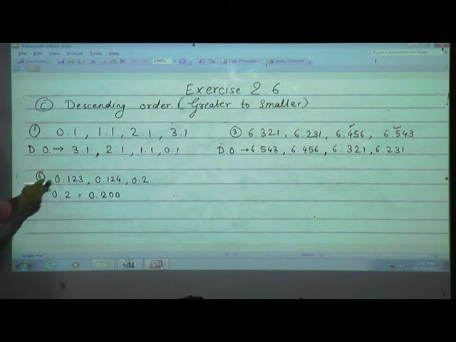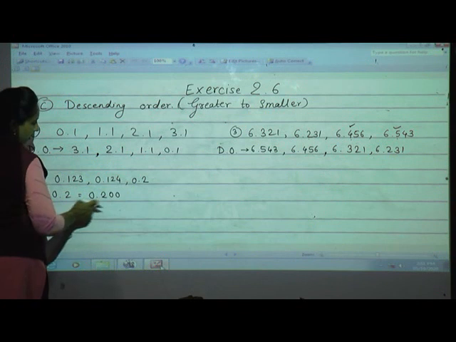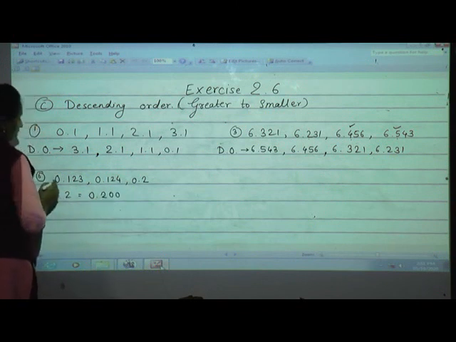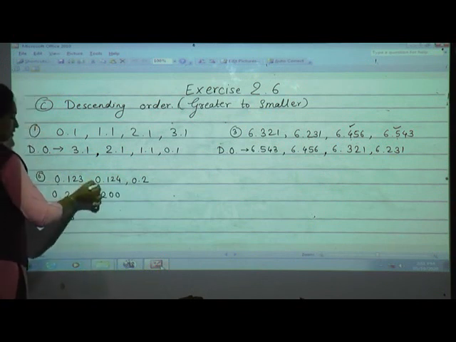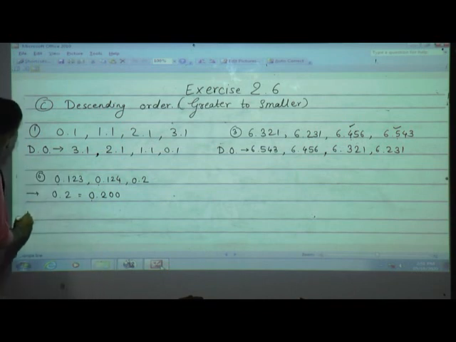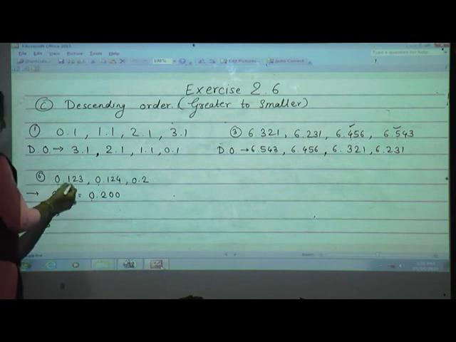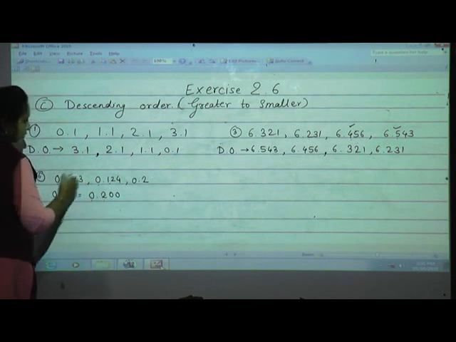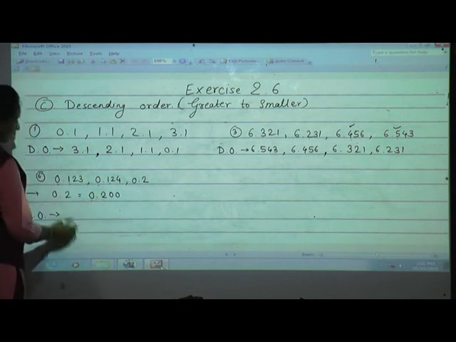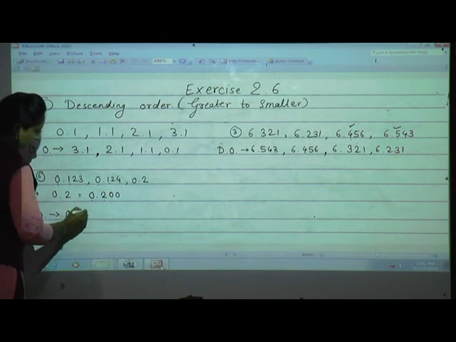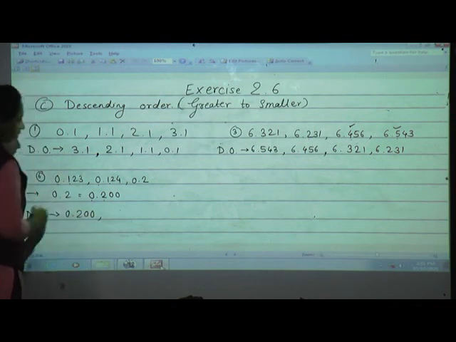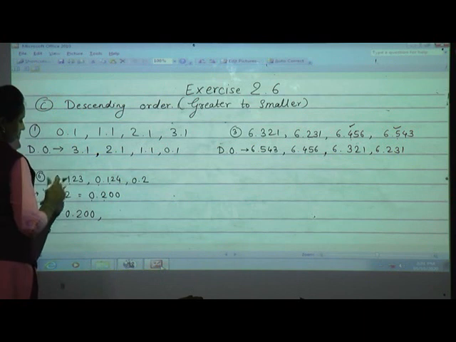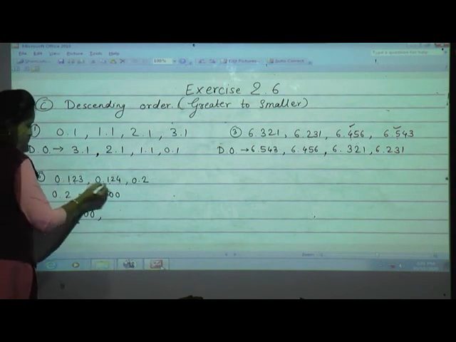Okay, now you need to compare these three numbers. Now see, 0.123, 0.124 and 0.200. In the whole number place 0, 0, 0, all are the same, isn't it? So go with the next tenths place. 1, 1, 2. Which is greater? Of course 2 is greater. So first 0.200, comma.